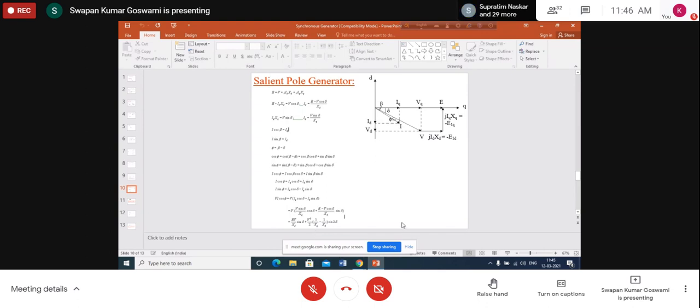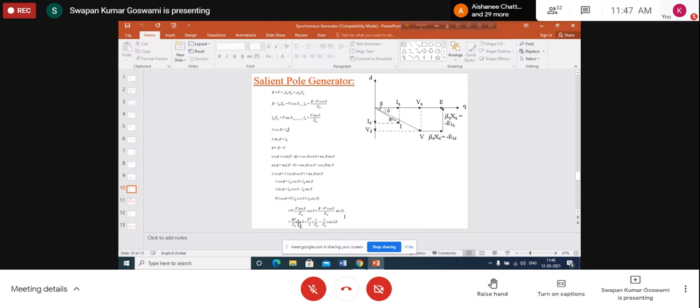Which part is similar? EV by XD sine delta. Here, there it was XS, synchronous. Here it is XD. What is XD? It is also the synchronous reactance, but measured along the direct axis. That synchronous reactance for cylindrical rotor machine, it was uniform, same everywhere. But here, the synchronous reactance is not same, because armature reaction differs. Armature reaction along the pole axis and along the quadrature axis, they are different. That's why reactances are also different.